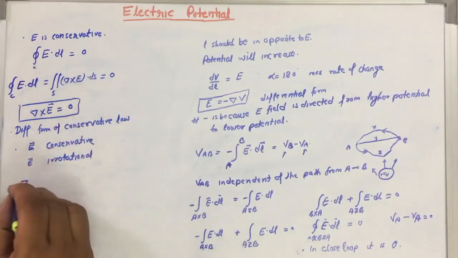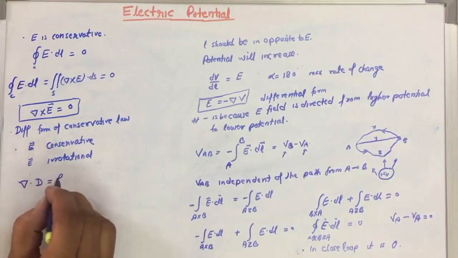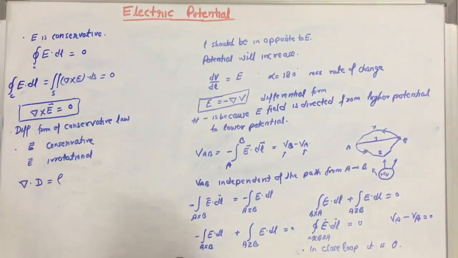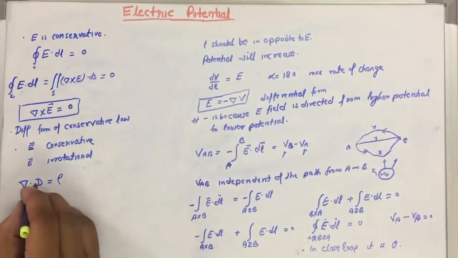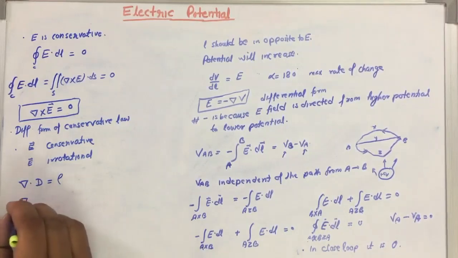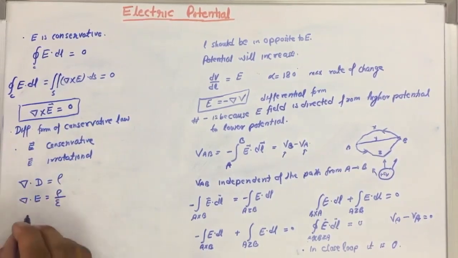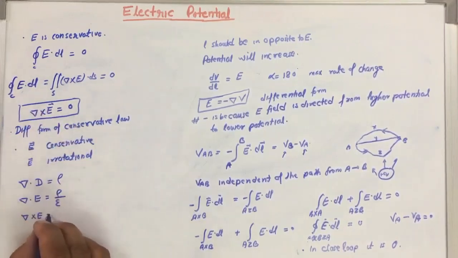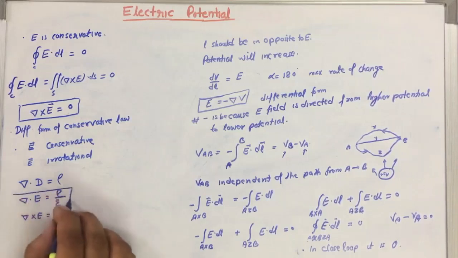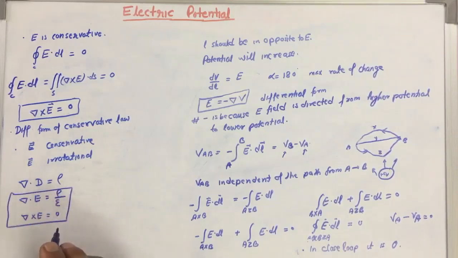And from Gauss law we know this, and from here if we write in terms of E, then E will be equal to rho by epsilon, and from the potential difference we can write in a closed loop, you can write like that. So this is the presentation of the electric field's nature of being conservative as well as irrotational.